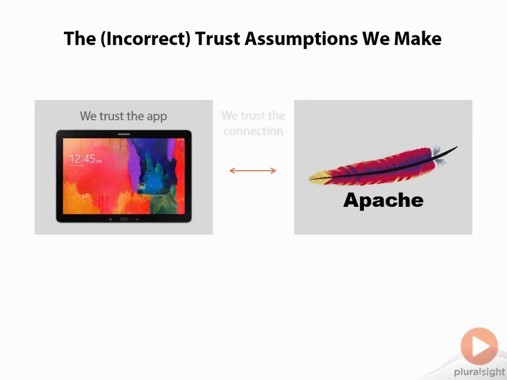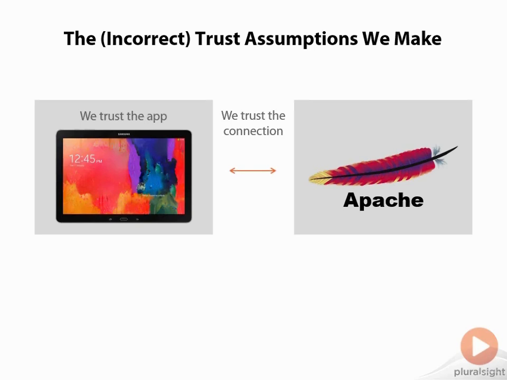Next up, we trust the connection. Now we may implicitly and naively trust it, or we may do a good job of our transport layer protection, use HTTPS, and come to the reasonable conclusion that the integrity of the transport layer is good. And when it's done well, that's not a bad assumption to make.